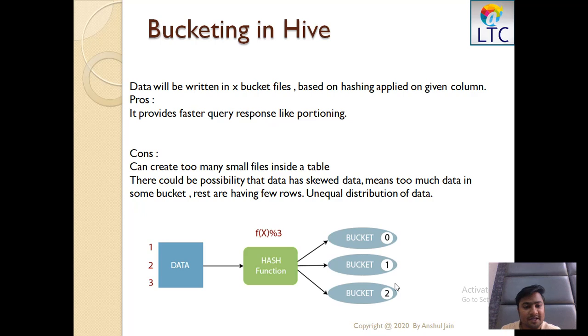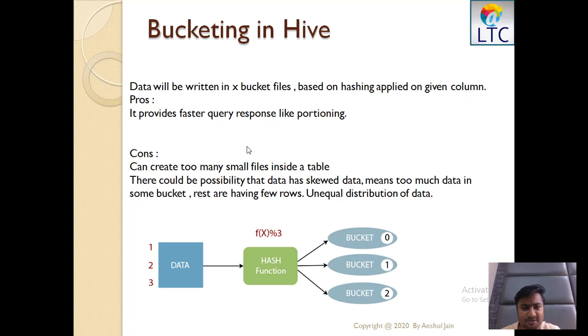What happens is, I can tell Hive to apply a hash function on a particular column, and as per the hash value, select the bucket. So this is what bucketing is. Data will be written in X bucket files based on hashing applied on the given column. It provides faster query response, like partitioning.